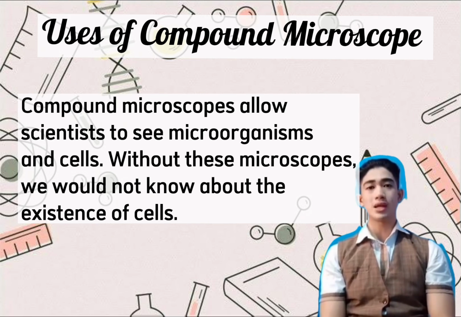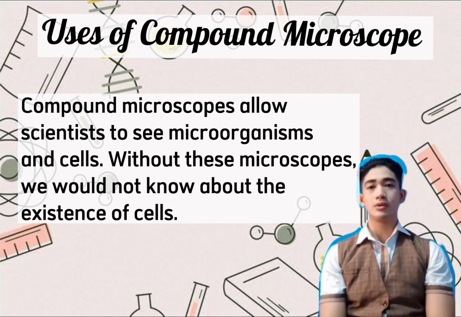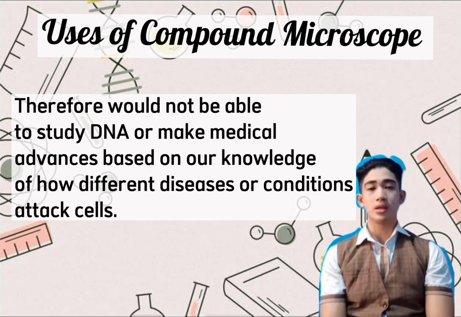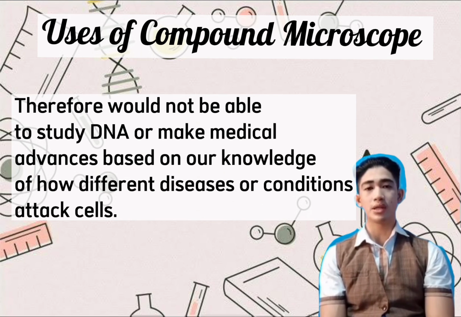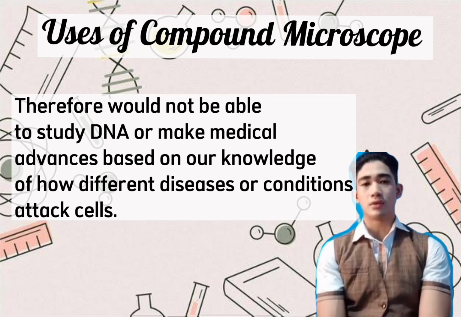Compound microscopes allow scientists to see microorganisms and cells. Without these microscopes, we would not know about the existence of cells, and therefore, we would not be able to study DNA or make medical advances based on our knowledge of how different diseases or conditions attack cells.